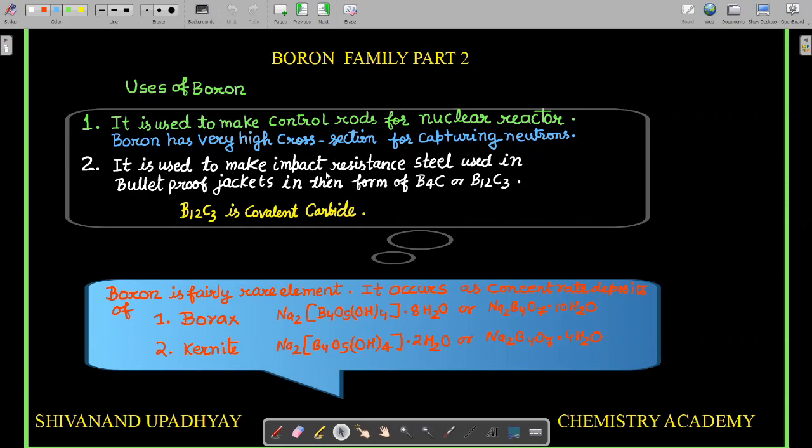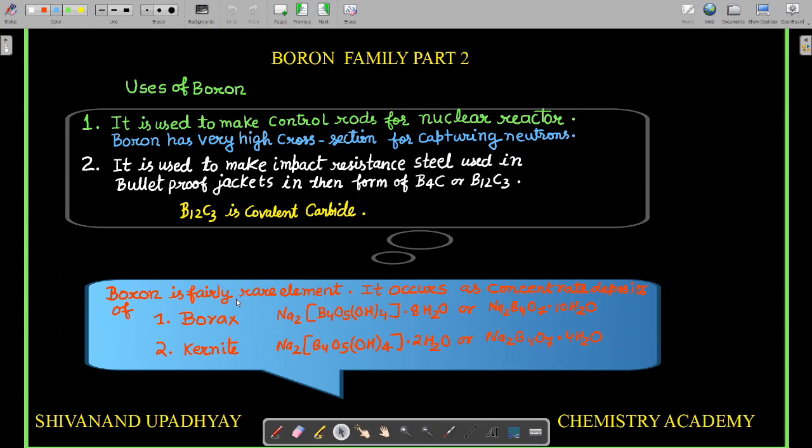It is also used to make impact resistant material, used in bulletproof jackets in the form of B4C or B12C3. So here again in B12C3, between boron and carbon there is a covalent bond, and we know that boron has covalent bonds. So this is a type of covalent carbide. Like aluminium carbide, which we say is an ionic carbide, but boron carbide, boron always forms covalent bonds. So this is a covalent carbide.